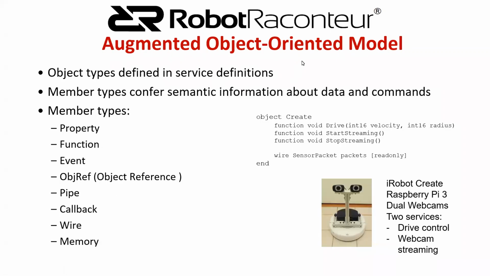So this is an example of a service definition, or a piece of a service definition, I should say. The actual file is a bit more complicated, but the object is defined like this. You have an object like Create, and you have a function to drive, start and stop streaming data, and then what's called a wire, which is designed to give you the most recent value. And there's a custom type here used to contain that data.